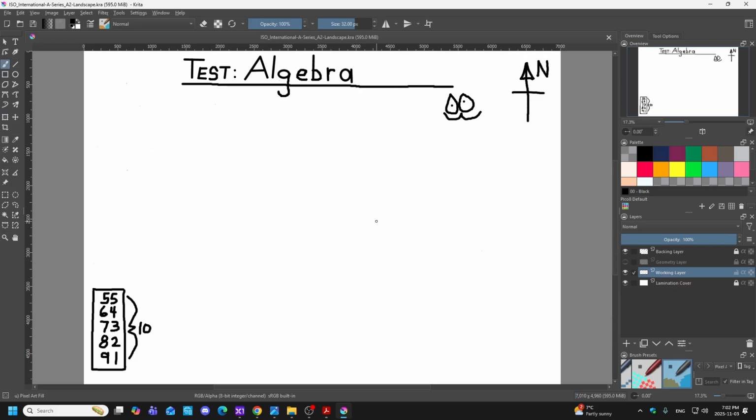Let's begin. Write each fraction in simplest form. In other words, reduce your fraction. If the fraction is already in simplest form, just write simplest form. Let's begin.